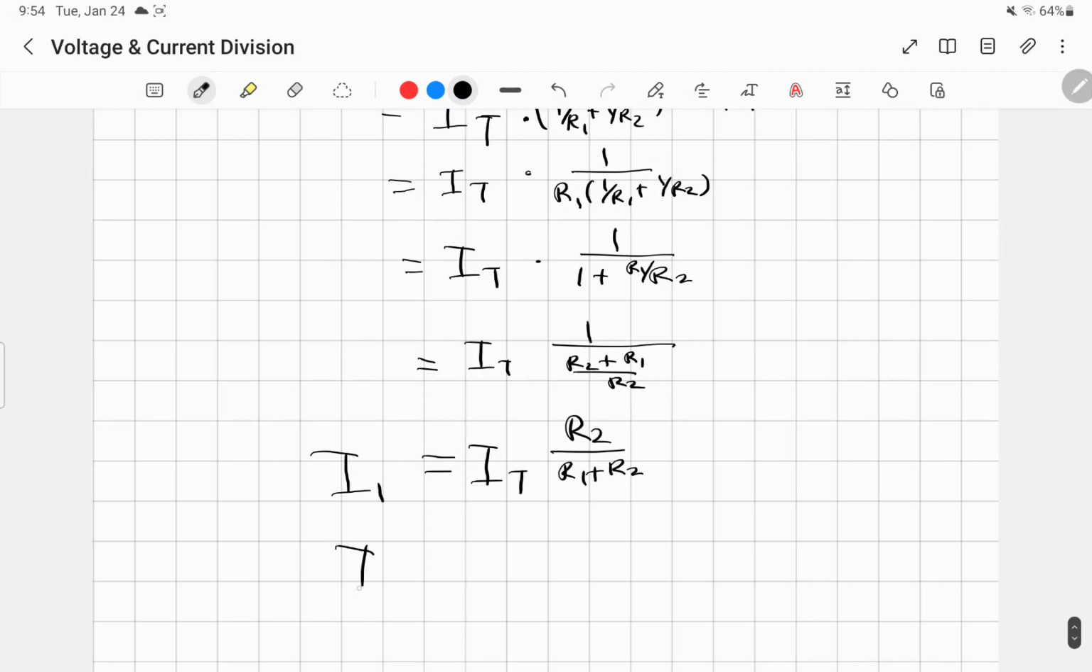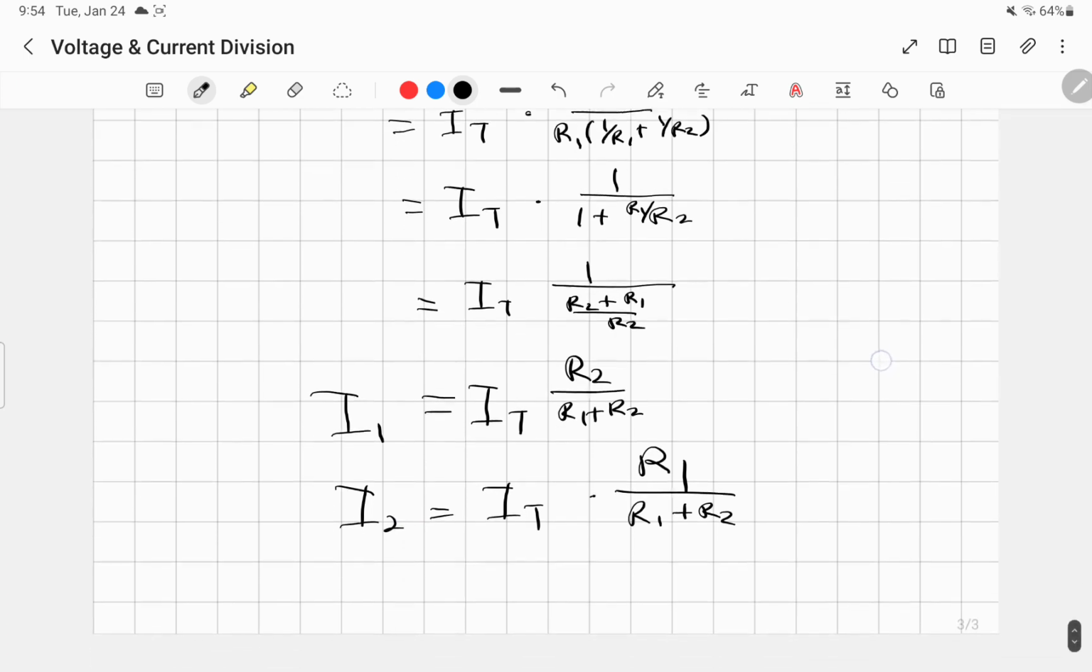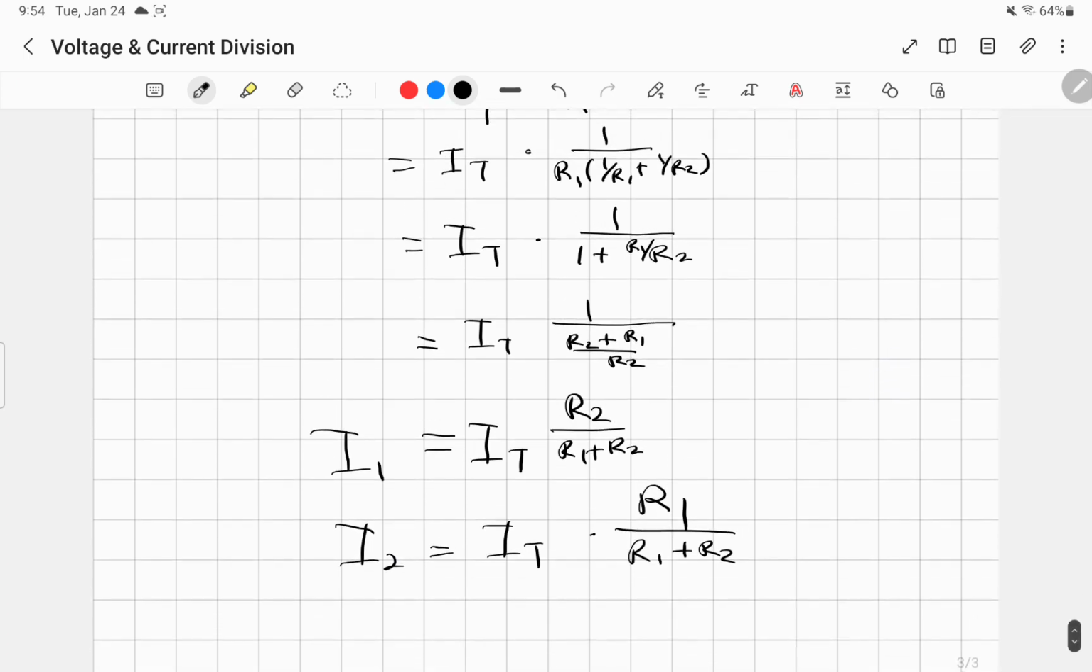If we wanted to find I2, then that's just going to be I total times R1 over R1 plus R2. So it's just whatever is the opposite of the current you want to find. And that's the current division formula.